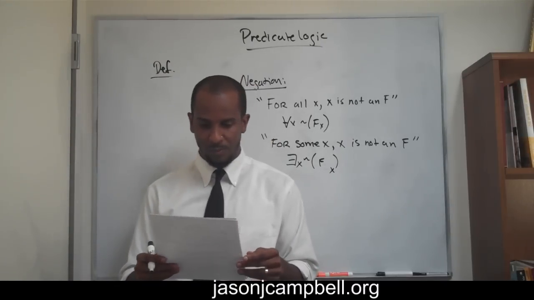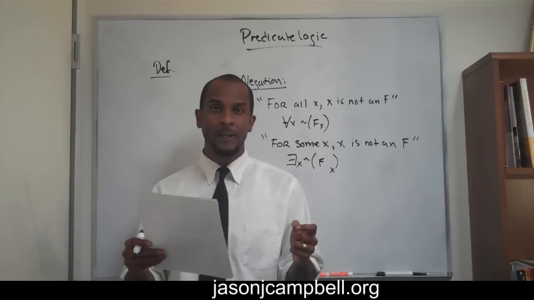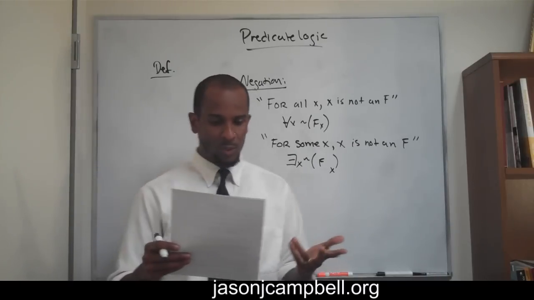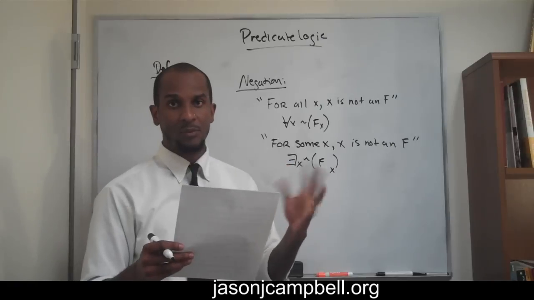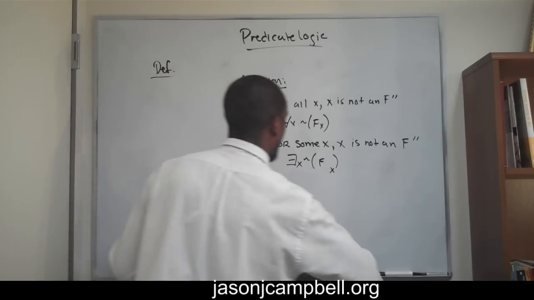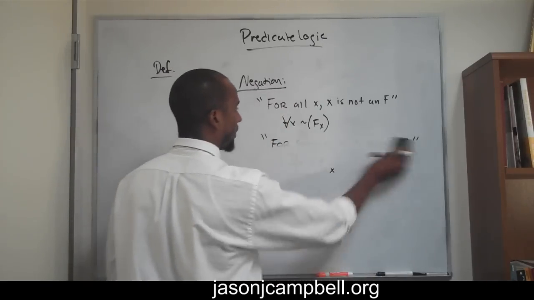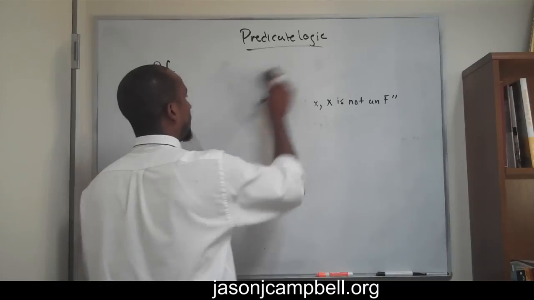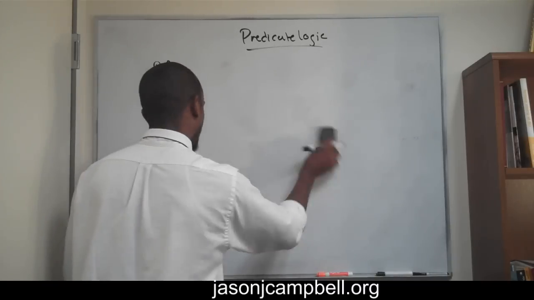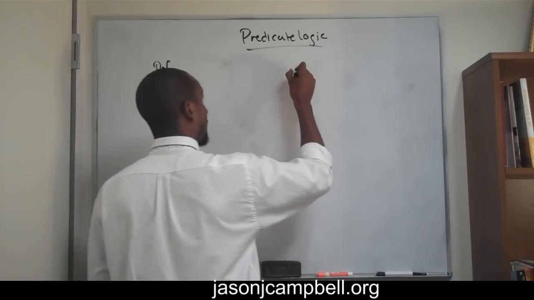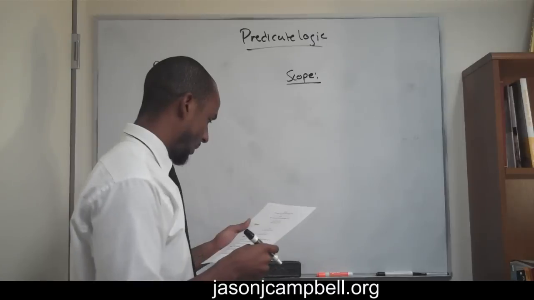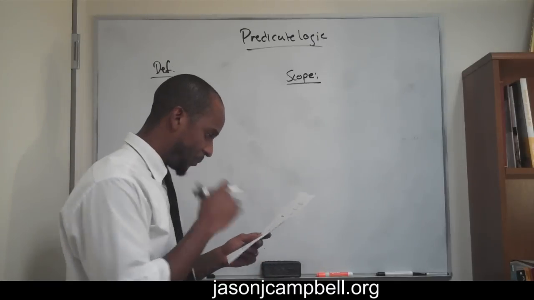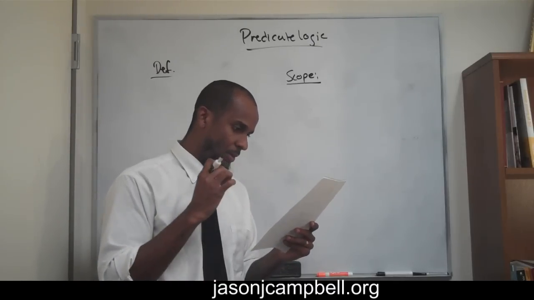Hopefully pretty basic. Two more points. I want to talk about scope and free and bound variables. That concludes negation. I don't think there's anything super difficult about that. Next is scope. This will factor into later discussions. Let me just read this, see how this goes.